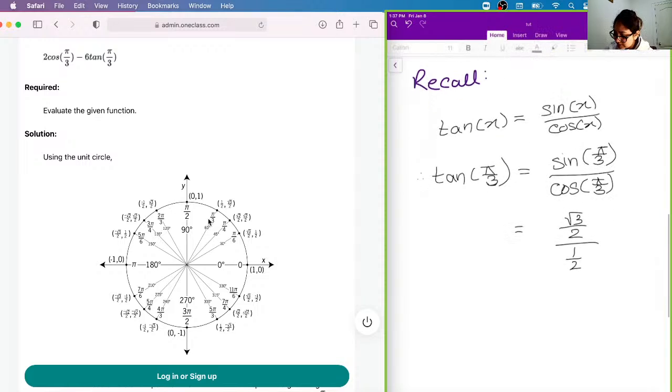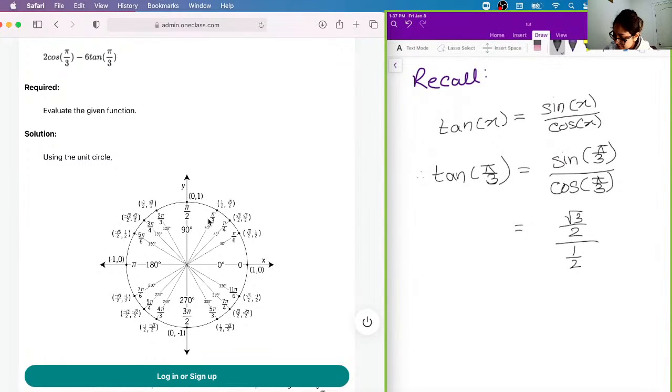And what we get, to simplify this, if we bring the half on top, it's going to flip. So we have root 3 over 2, and it's going to become a multiplication, and you have 2 over 1. So the 2's get cancelled, and you basically have root 3. So tan of pi over 3 is equal to root 3.